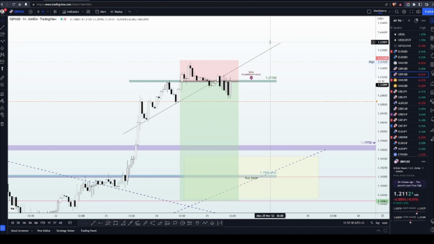So like I said, I continue to look for selling opportunities that is a retracement of the impulse leg. But if price climbs up in such a way that we see an engulfing candle taking us above the 1.2115, well, we will be getting ready to join that bullish momentum. So that is my view here on the GBP USD.